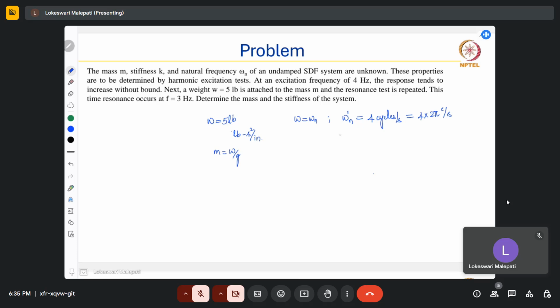So for the second case, we have omega n 2 is equal to 3 cycles per second. Because when a mass is attached, resonance occurred at 3 Hz. That means the natural frequency of the system when a mass is attached has reduced to 3 Hz. So this is equal to 3 multiplied by 2 pi radians per second.